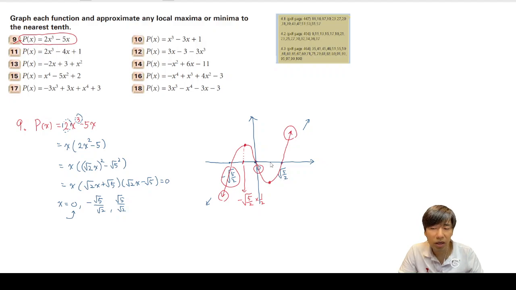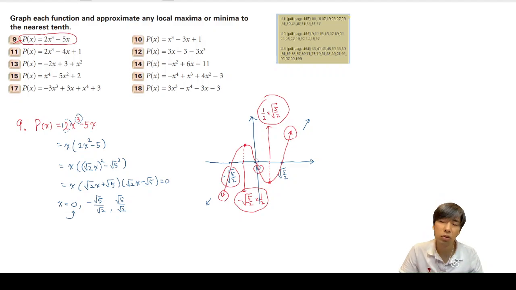You can do the same thing here. This x is somewhere around the middle between 0 and square root 5 over 2. So I'm going to multiply 1 over 2 by square root 5 over 2. All right, so these would be two x values where the local maximum and local minimum occur.